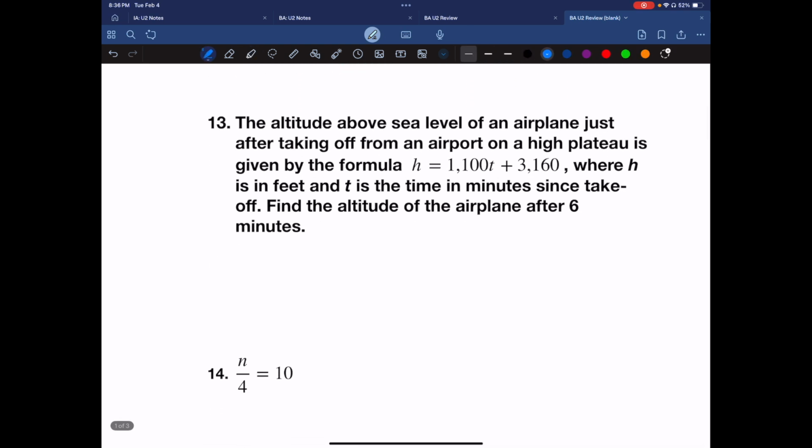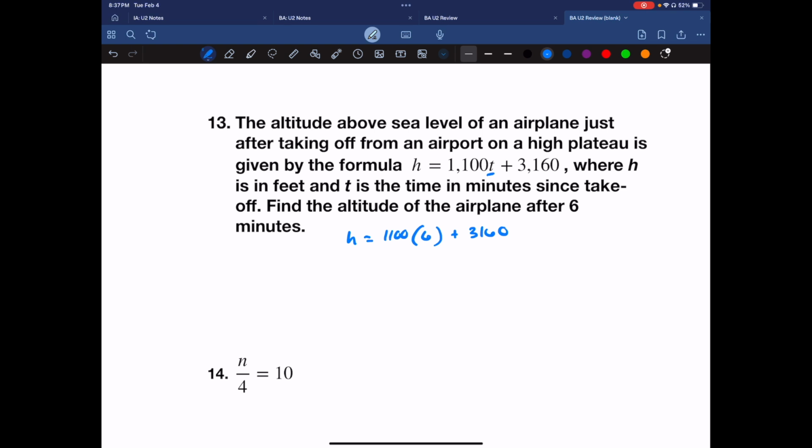Okay, 13 says the altitude above sea level of an airplane just after taking off from an airport on a high plateau is given by the formula here, right? Where h is in feet and t is the time in minutes since takeoff. Find the altitude of the airplane after 6 minutes. Okay, again, we're talking about 6 minutes. That's t, so I'm plugging in here. Right, so it's going to be h equals 1100 times open parentheses 6 close parentheses plus 3160.